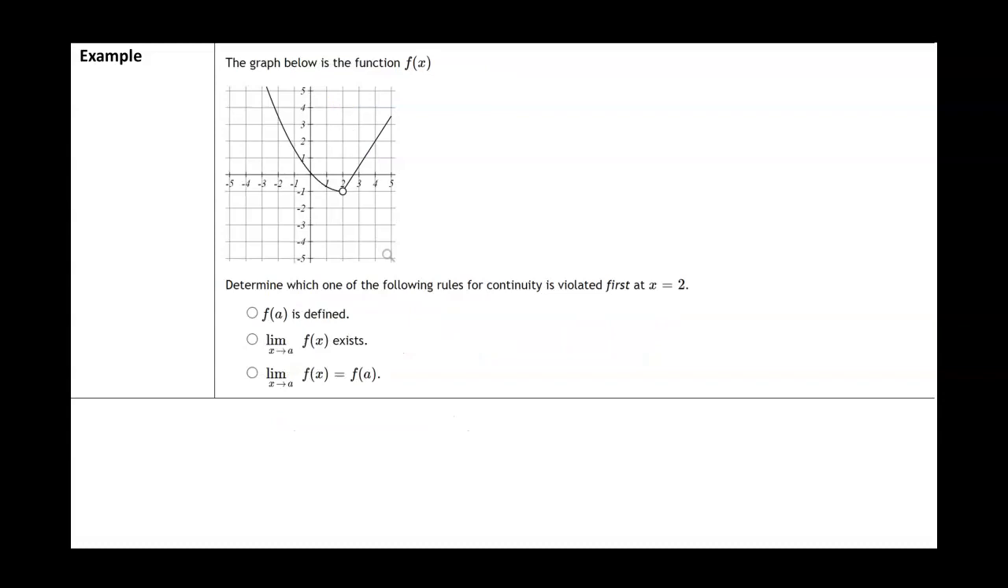All right, what about this one? Which of the following rules is first violated at x equals 2? So let's go one by one. Is f of a defined? So we're looking at x equals 2. Now, if x equals 2 was defined, we would either have a continuous graph or a solid circle. And we don't have either of those, so f of a is not defined. And if it's not defined, it cannot be continuous.